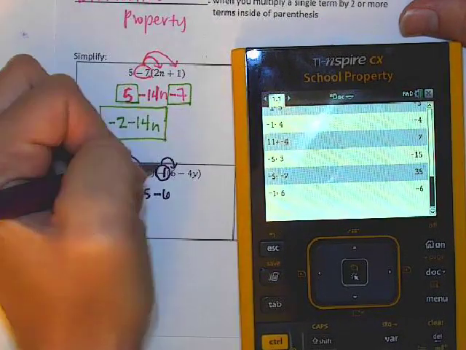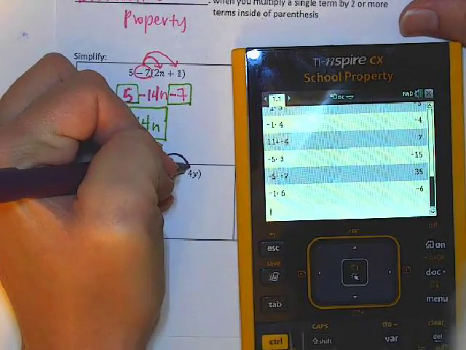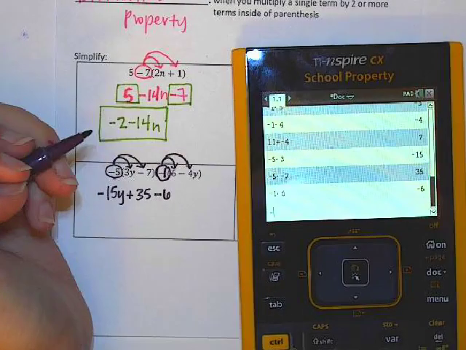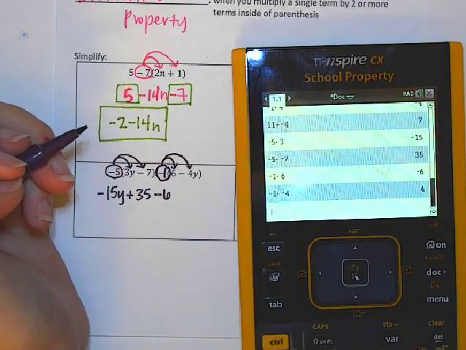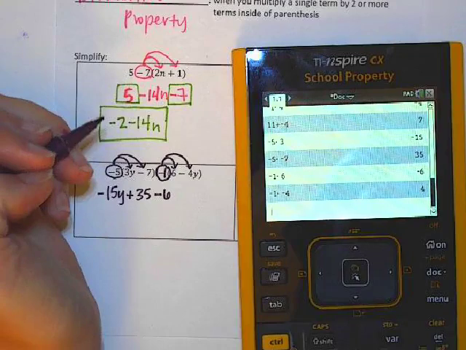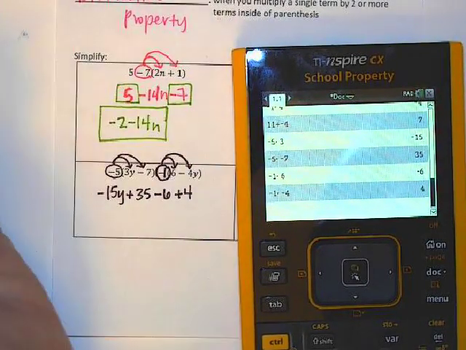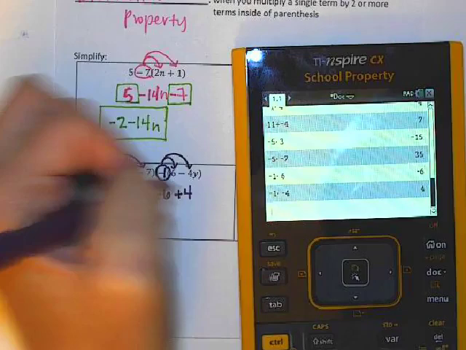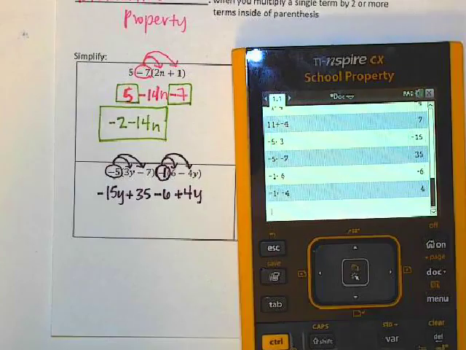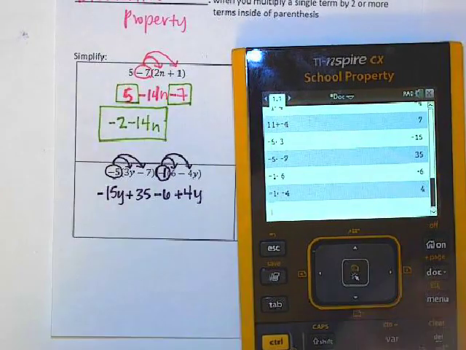And then I take that negative 1 to multiply it to negative 4, which gives me positive 4. Just positive 4? Why? Y. That's a very common mistake, is forgetting that variable on there.